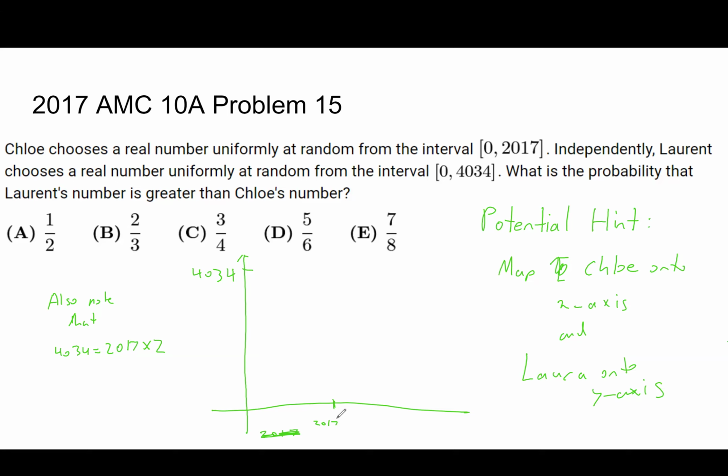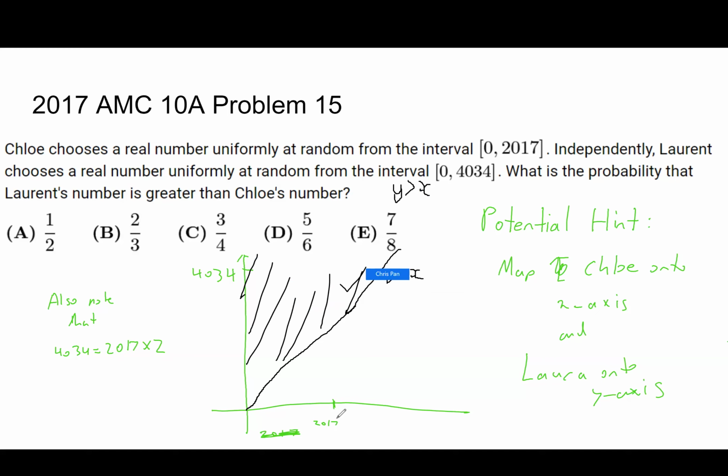Okay, something not too hard to see is you want to draw the line with equation y is equal to x. The reason you want to draw this line is that the condition that Lauren's number is greater than Chloe's number is the condition that y is greater than x, right? That's this region up here above the line y is equal to x, right? Because if the y value is higher than the line y is equal to x, clearly y is bigger than x, right? I'll try to do a bit better shading here, but yeah. So we're interested in this region.